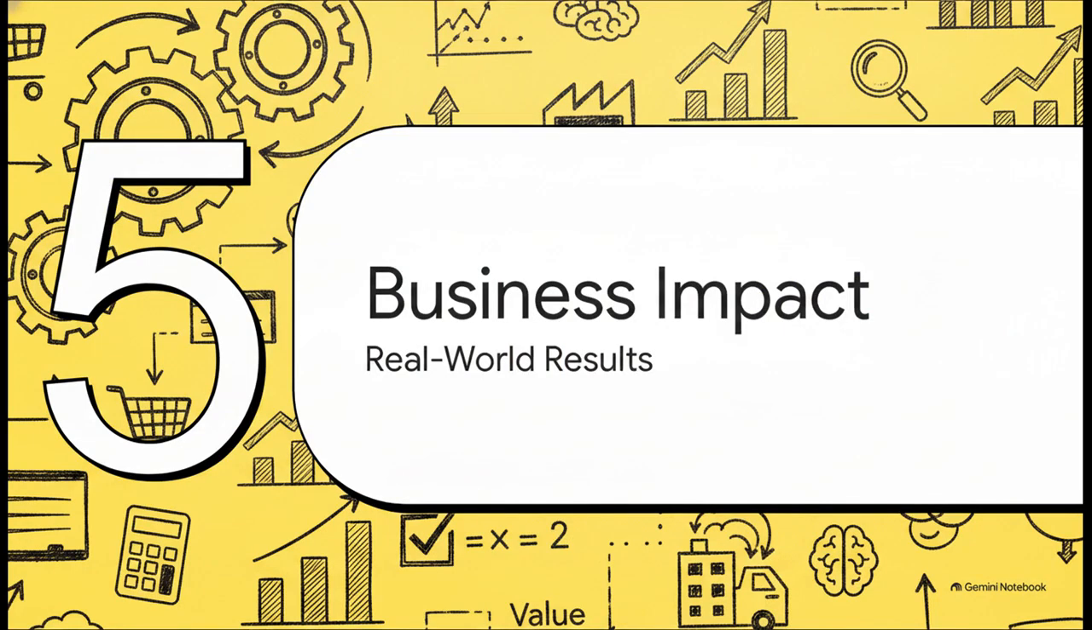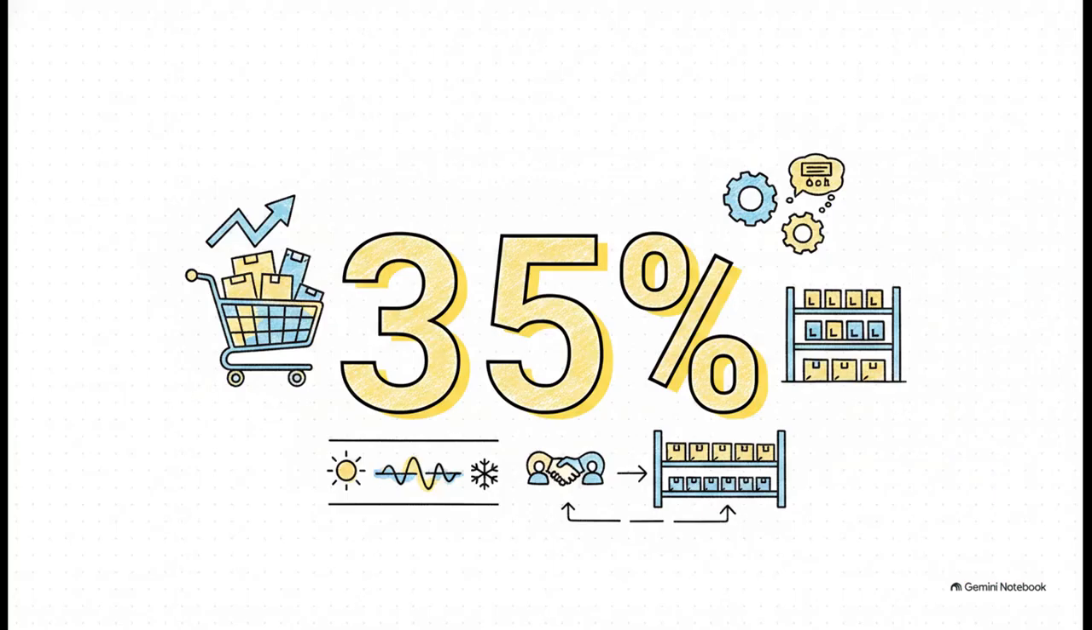Section 5, real-world business impact. All right. We've done the math, we've consulted the human experts, and we've aligned the chain. So what's the result? Let's talk real numbers. 35%. That is the massive reduction in out-of-stock events achieved by a fast-moving consumer goods company. Just by implementing this collaborative forecasting with their partners during peak seasons, they managed to keep their products on the shelves 35% more often right when it mattered the most.